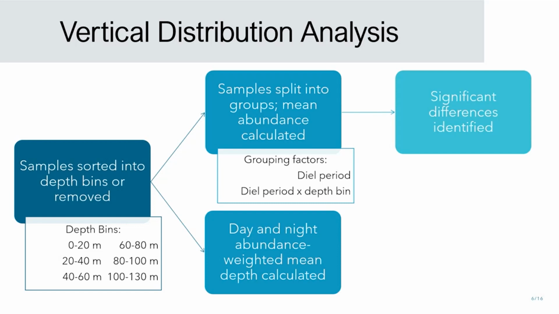And finally, I calculated the day and night abundance-weighted mean depth, which is a simple way to summarize the vertical distribution of the paralarvae in the sampled portion of the water column.